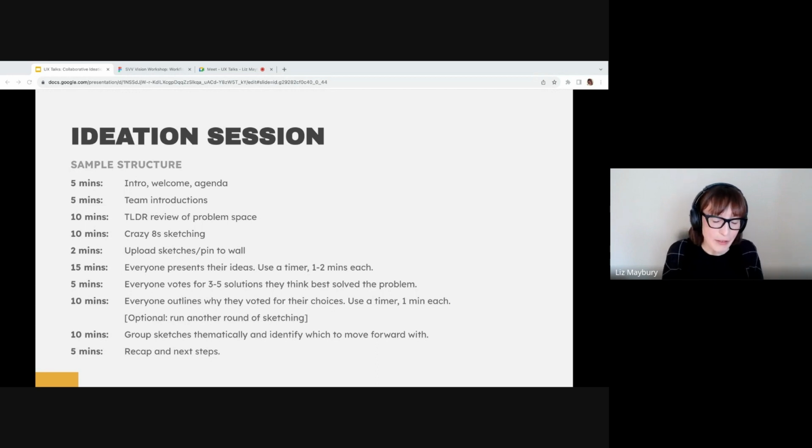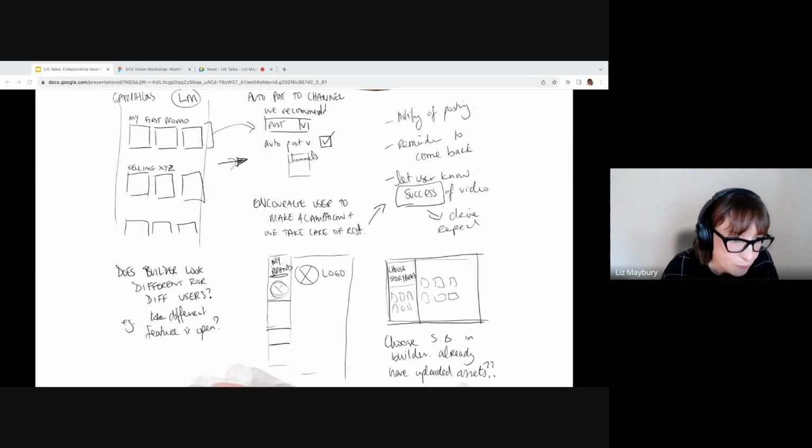If you want to at this point, if you have some time, you could run another round of the sketching. People will have more ideas or improvements to ideas that have been inspired by what they've just heard and seen from their teammates. So that could be an option. But if not, you can start moving into the final stage of grouping those sketches thematically. You're going to see themes emerge across the team, but also in the voting. So you can pull those together and as a team discuss and identify which ones you feel are strongest to move forward with. And then you can finish up with a recap and some next steps for the team.